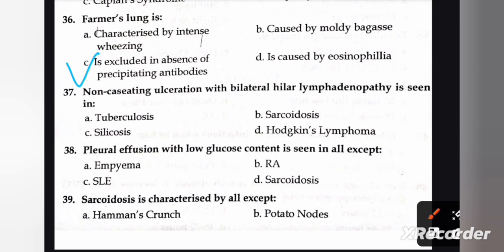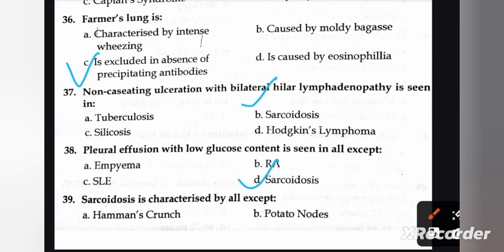Next question is, non-caseating granuloma with bilateral hilar lymphadenopathy is seen in A. Tuberculosis, B. Sarcoidosis, C. Silicosis and D. Hodgkin's lymphoma. The right option is B. Sarcoidosis. Next question is, pleural effusion with low glucose content is seen in all except A. Emphysema, B. RA, C. SLE and D. Sarcoidosis. Then the right option is D.